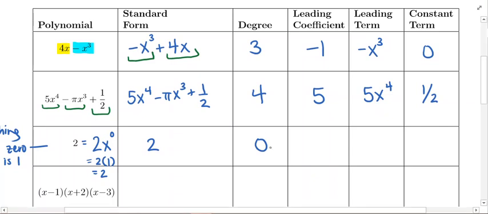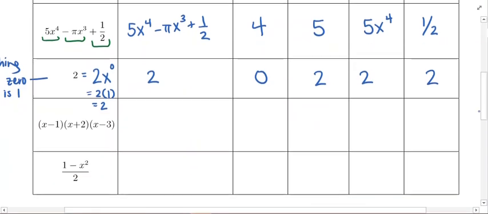All right, so if we're looking at this as 2 times x to the 0 power, the leading term would be 2, or you can write 2x to the 0. It's up to you. The leading coefficient is going to be 2, and the constant term is going to be 2. 2 is everything, because it's the entire polynomial. Okay, so I just wanted to make sure you understood that just a number is a polynomial. It's a 0-degree polynomial. All right, here comes the next one.